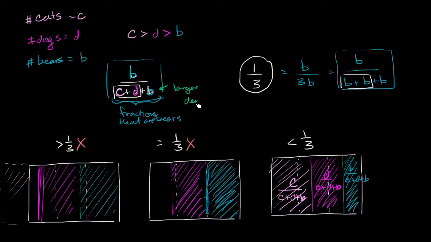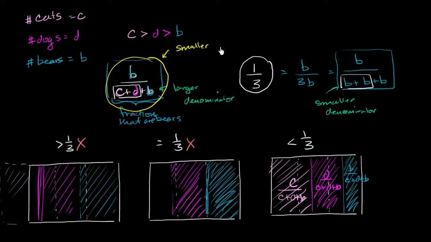Larger denominator. This right over here has a smaller denominator. And since we know this has a larger denominator, this has a smaller denominator, they have the exact same numerator. They both have b as a numerator. We know that this whole thing must be a smaller quantity. If you have the same numerator, but one expression has a larger denominator, it must be smaller.